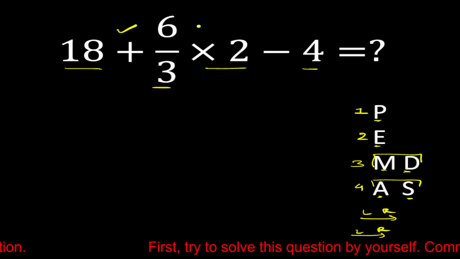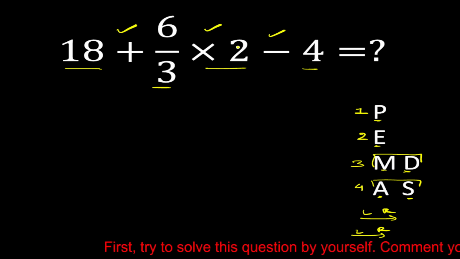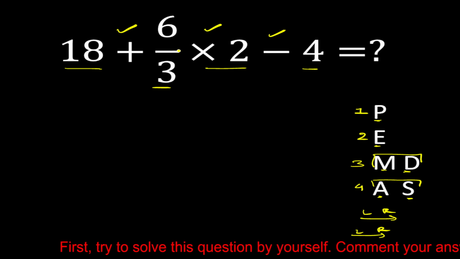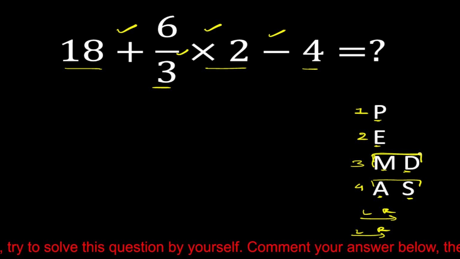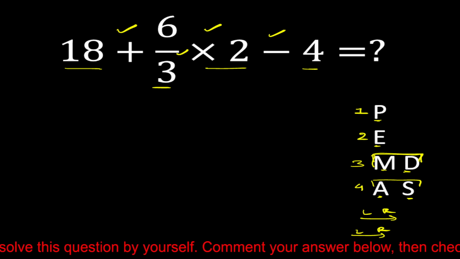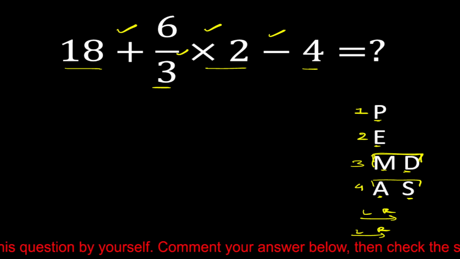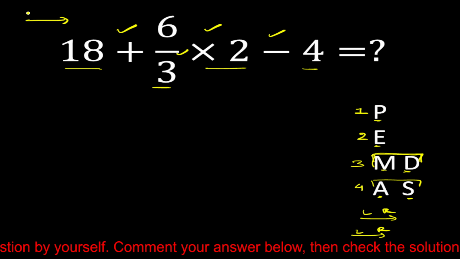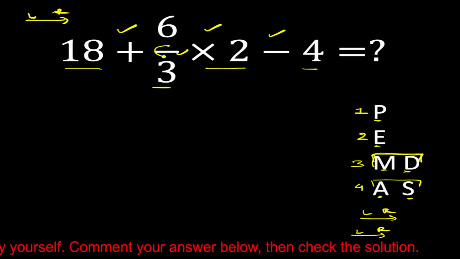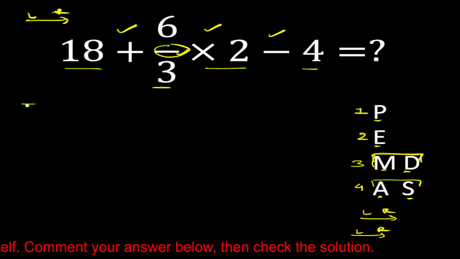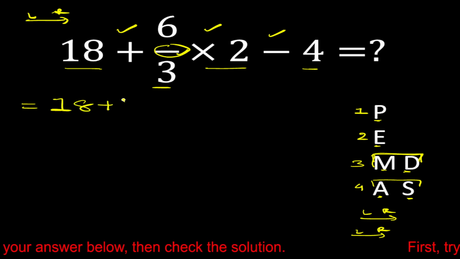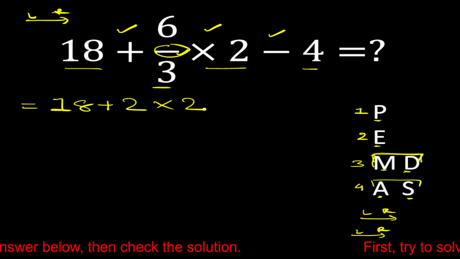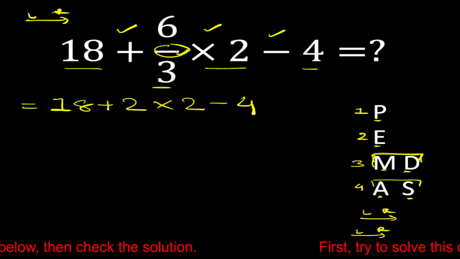So in this question we have one addition, one multiplication, one subtraction, and one division. According to PEMDAS rule, first we have to solve multiplication and division. Both have equal priority, so we have to solve it from left to right. So first we have to solve this division. It is equal to 18 plus, now 6 divided by 3 is equal to 2, multiplied to minus 4.